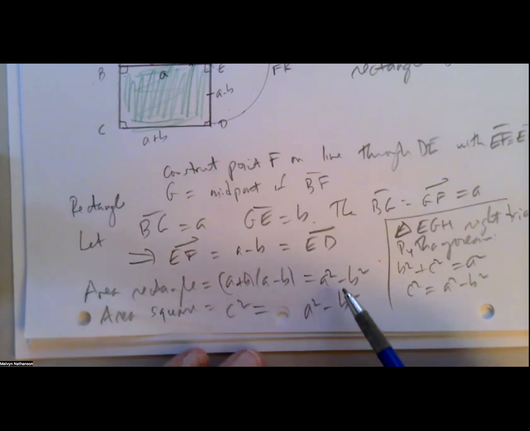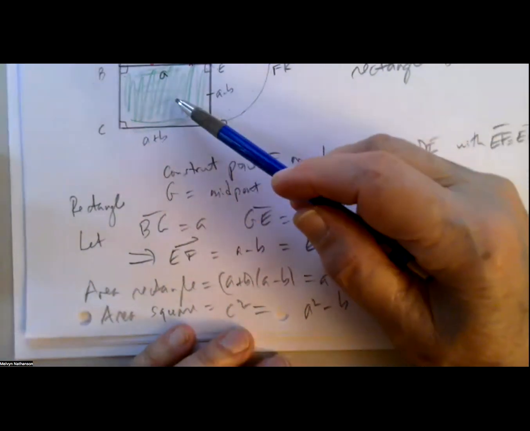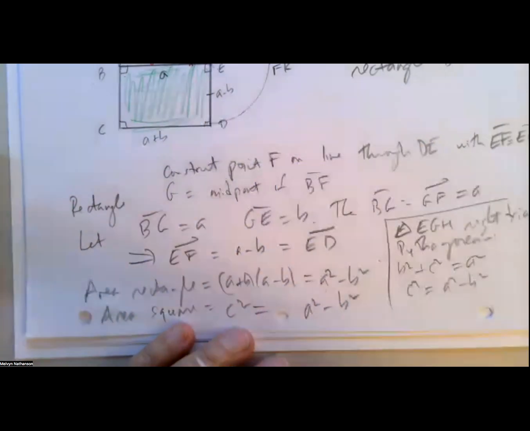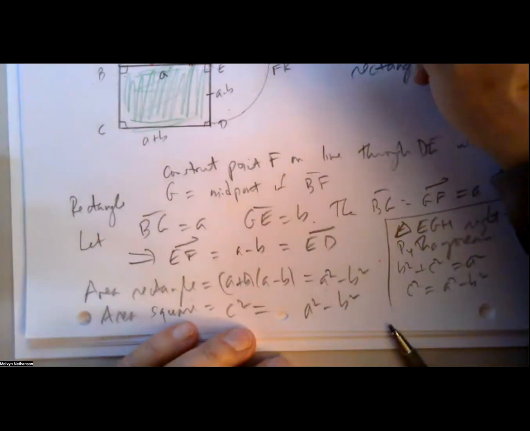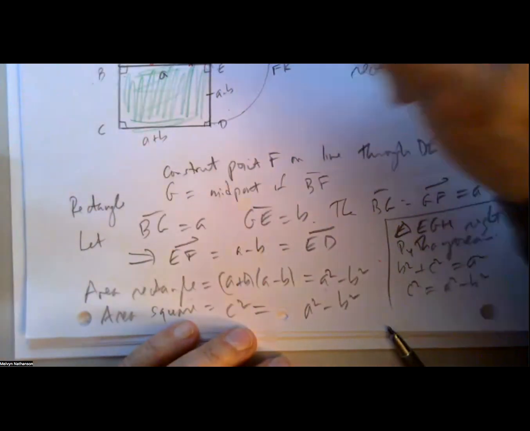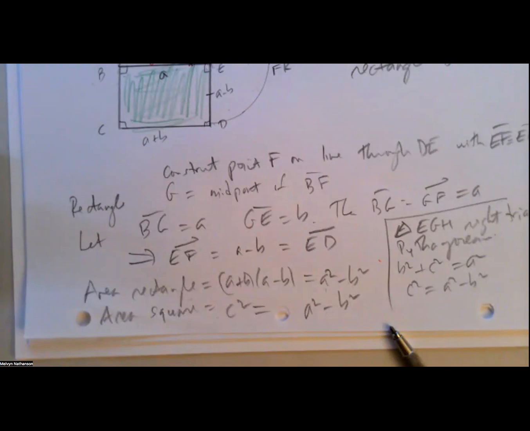The area of the rectangle is A squared minus B squared. So they're equal. The area of the green rectangle is equal to the area of the red square. And that's what we wanted to prove. Okay. So that is a really beautiful construction of quadrature of a rectangle.